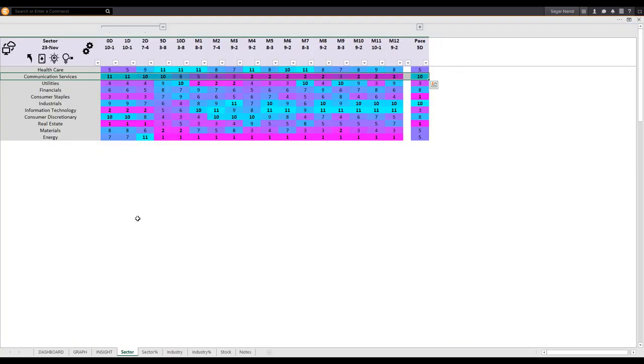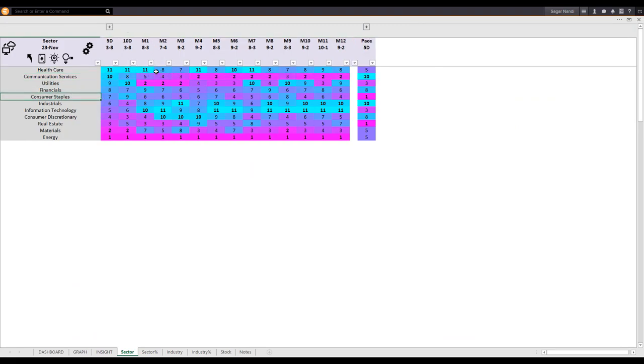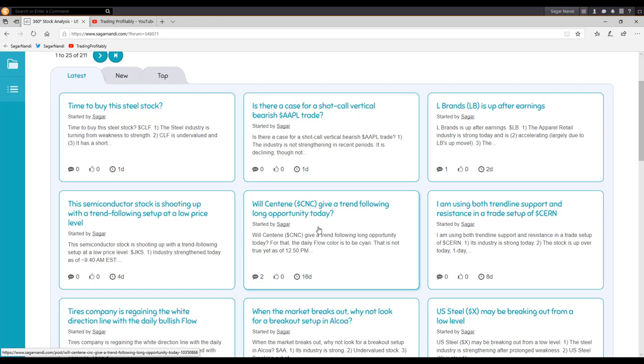How is the healthcare industry? You can see that healthcare industry is the strongest now. It is strongest now, but it was relatively weaker earlier. And when the sector was strengthening at that time, not now, when it was strengthening, you could identify long trades, very low risk, high probability trades using the 360 degrees analysis. And CNC was such a trade I shared.